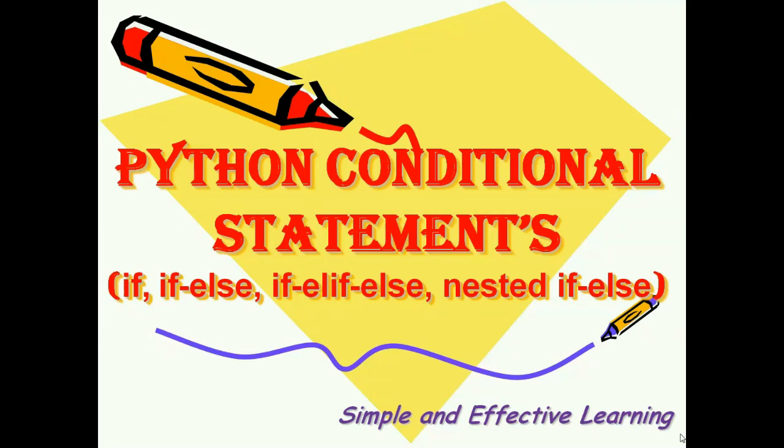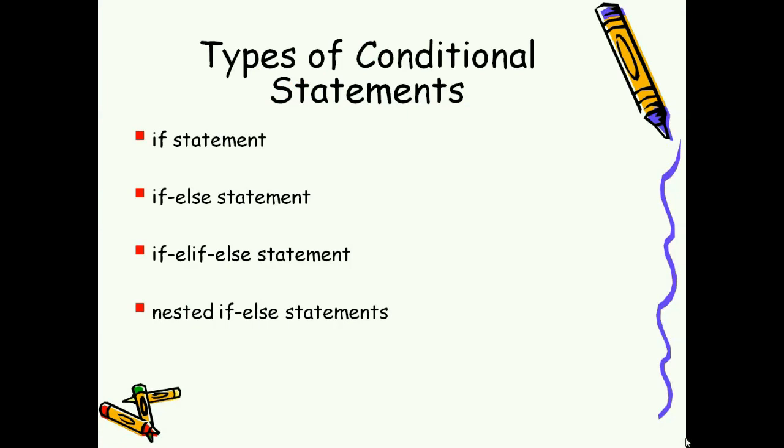In programming, decision making plays a very important role, because if we don't want to execute the complete code, we want to execute only some part of code based on certain conditions being satisfied. So for that, we use these types of conditional statements in Python for decision making, like if statement, if else statement, if elif else statement, nested if else statement. We will discuss all these types of statements one by one.